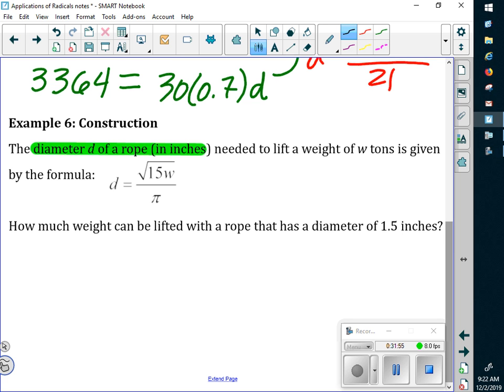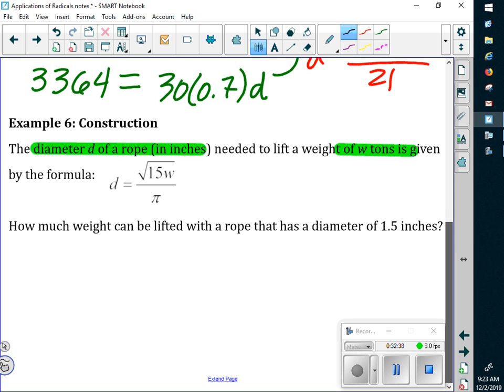Good. All right. The rope needed to lift a weight of W tons is given by that formula. What's this? Where is it on your calculator? Do you see it on your calculator? If you don't see it, make sure you find it because you need to use that key. Do not use 3.14 because that is not exact. How much weight can be lifted with a rope that has a diameter of 1.5 inches?